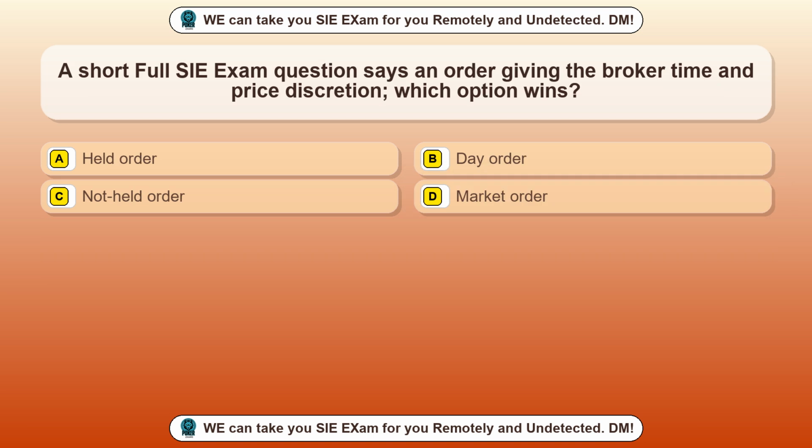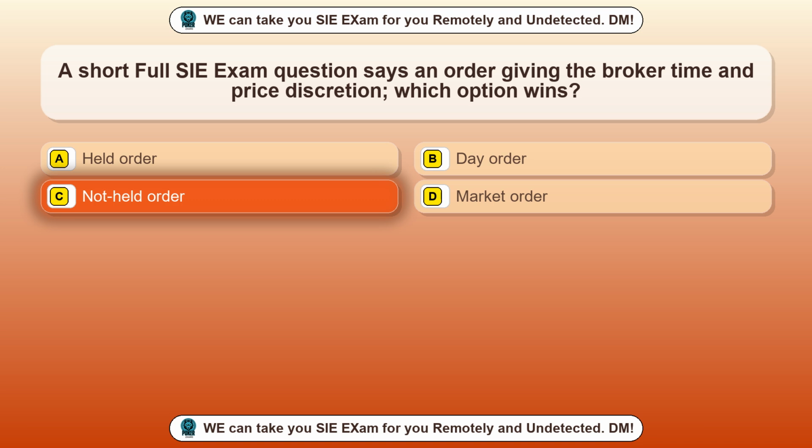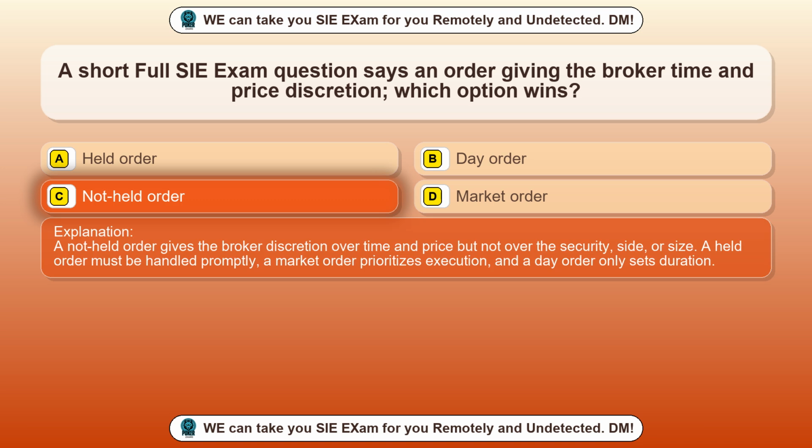Question 6. A short full SIE exam question says an order giving the broker time and price discretion. Which option wins? Option A, held order. Option B, day order. Option C, not held order. Option D, market order. The correct answer is Option C, not held order. A not held order gives the broker discretion over time and price but not over the security, side, or size. A held order must be handled promptly, a market order prioritizes execution, and a day order only sets duration.